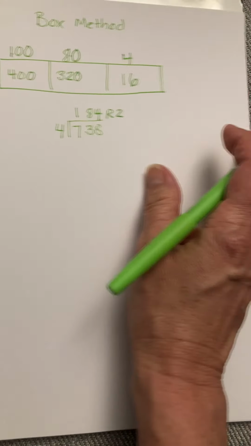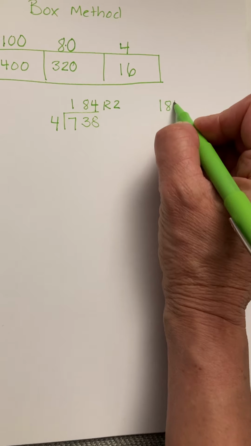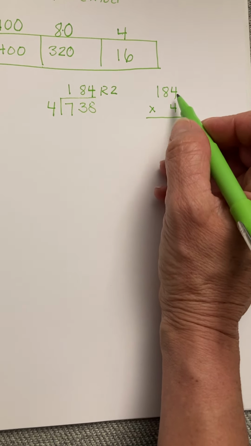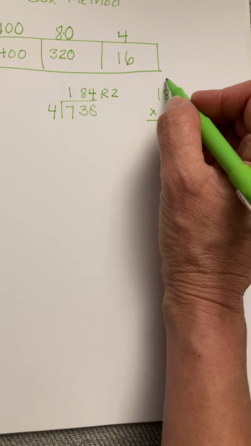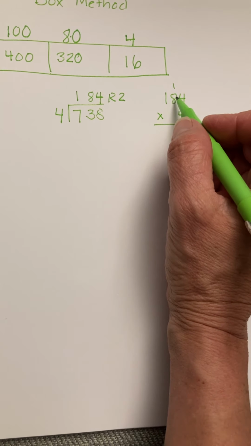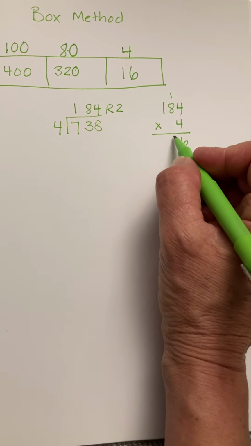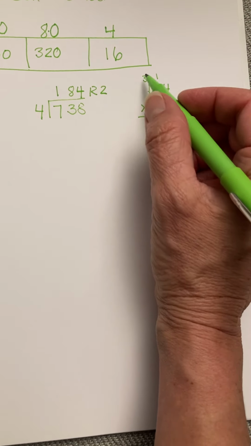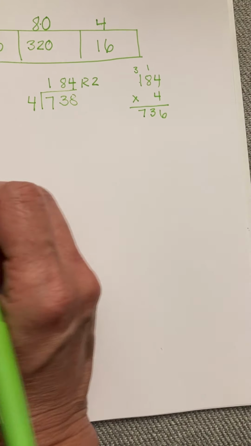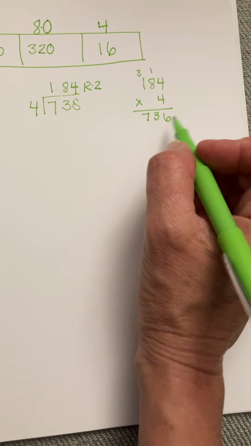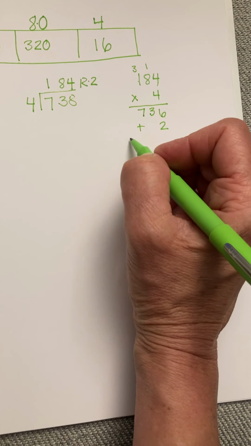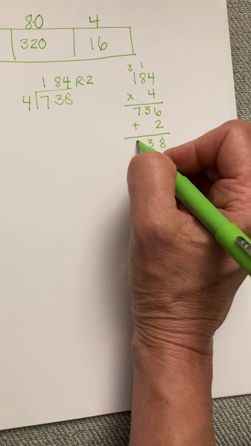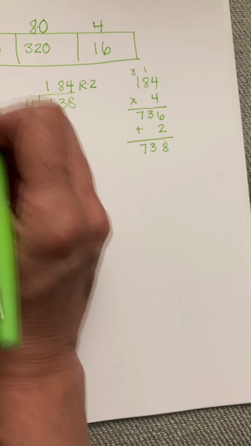And remember, we can always check by multiplying 184 times 4. 4 times 4 is 16, and we have 1. 4 times 8 is 32, plus 1 is 33. 4 times 1 is 4, plus 3 is 7. And I cannot forget my remainder, so plus 2. That's 6 plus 2 is 8, 3 plus 0 is 3, 7. So 738, which is what I began with.